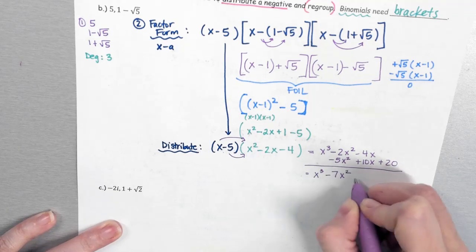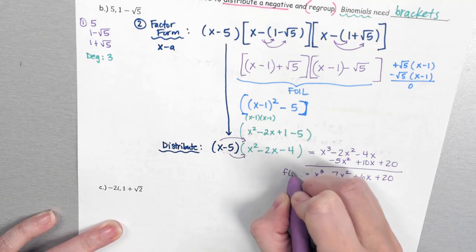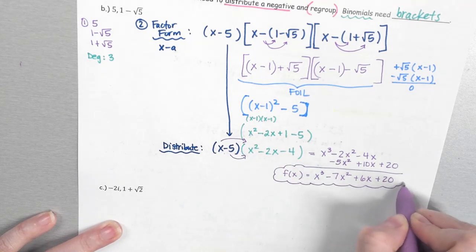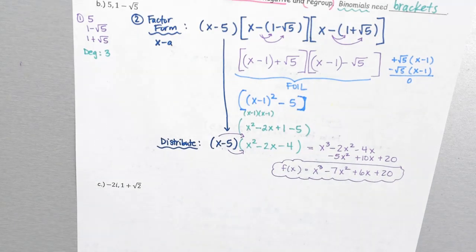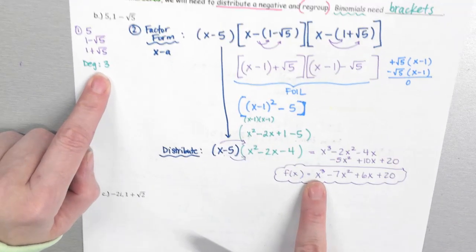Okay, and then you can check yours with mine to make sure we got the same thing. Okay, so our polynomial f of x is equal to x cubed minus 7x squared plus 6x plus 20. So we said the degree was 3. Your degree is going to be 3 here.